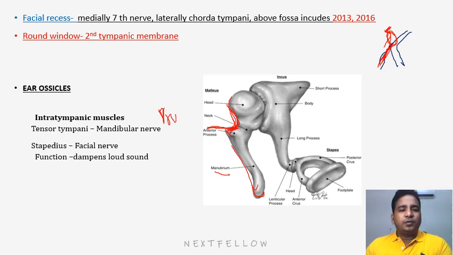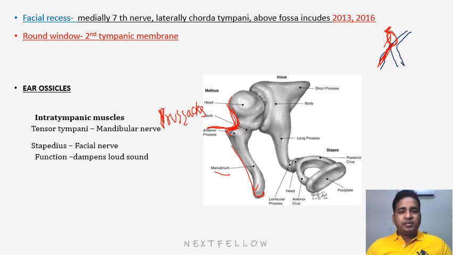P-R-S-S-A-C-S. We all know Prussic space. What is the importance of Prussic space? This Prussic space is actually the first site of cholesteatoma, because the cholesteatoma will get accumulated here. So this is Prussic space.